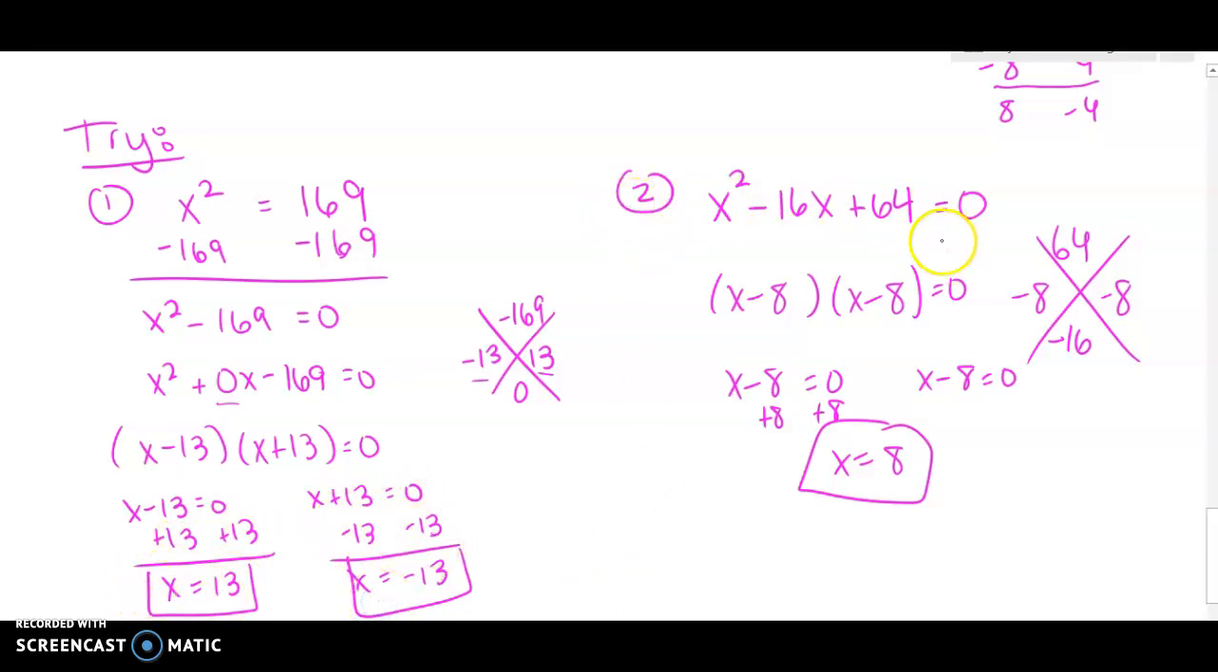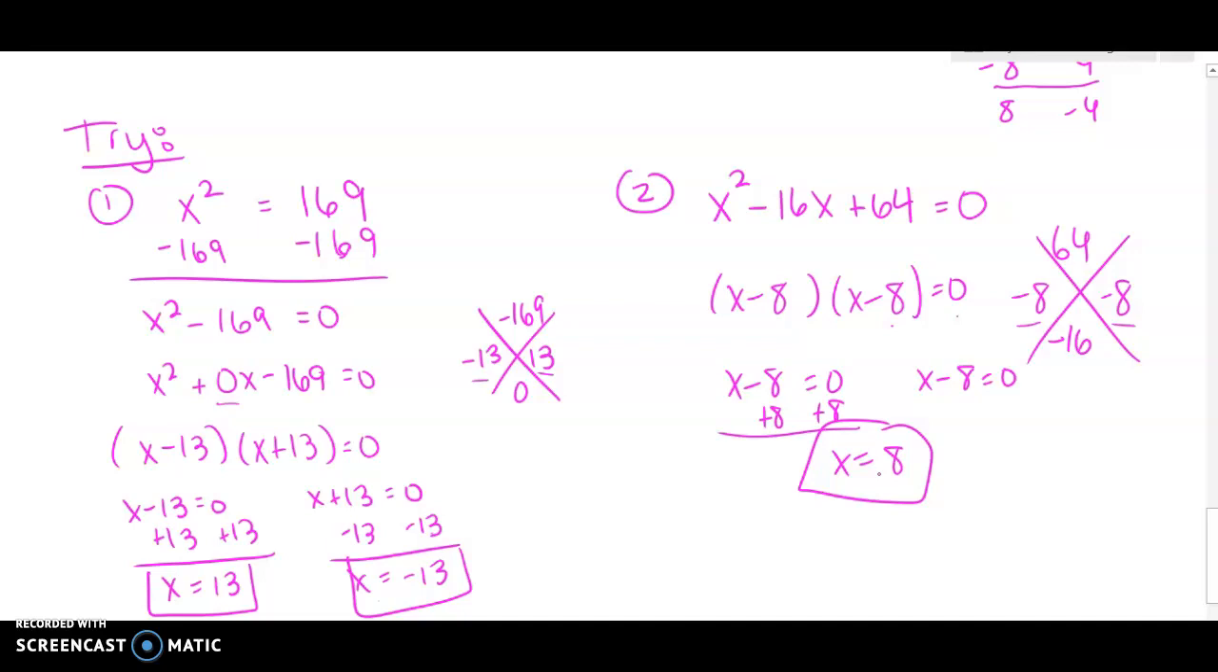For number 2, it's already equal to 0. It's got to multiply to be 64, add to be negative 16. And so you've got to think about all the numbers that are going to work. It's negative 8 and negative 8. X minus 8 times x minus 8 equals 0. Since they're the same, you don't have to really set it equal to 0 twice. You can just do it once. You're going to get x minus 8 equals 0. Add 8 to both sides, and you get x equals 8.